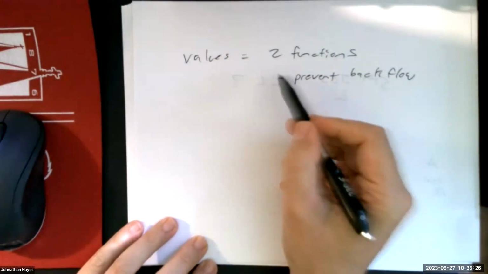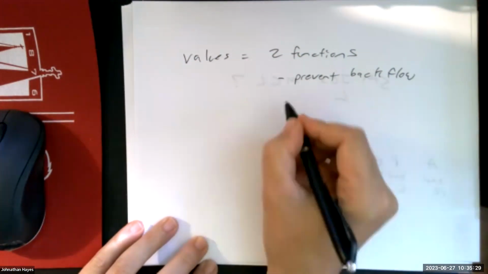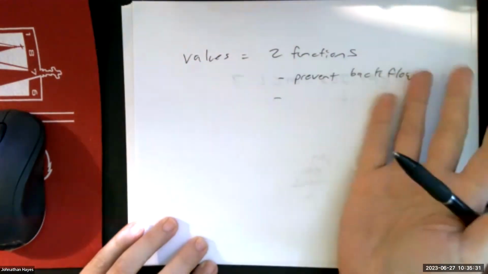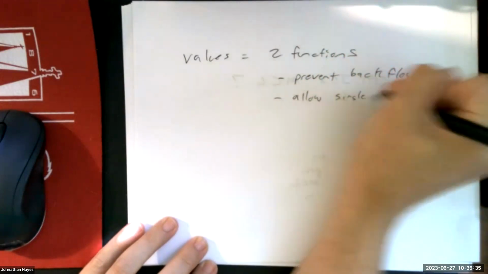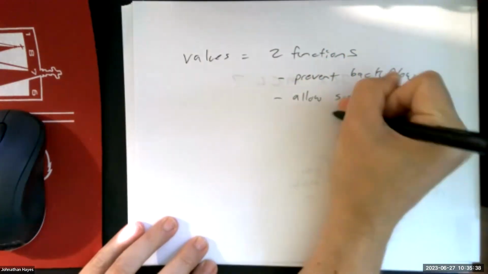So first function of a valve is prevent backflow. That's the one everybody talks about. But what good is a valve if it doesn't allow a single direction of flow? So it has to be able to allow single direction of flow.